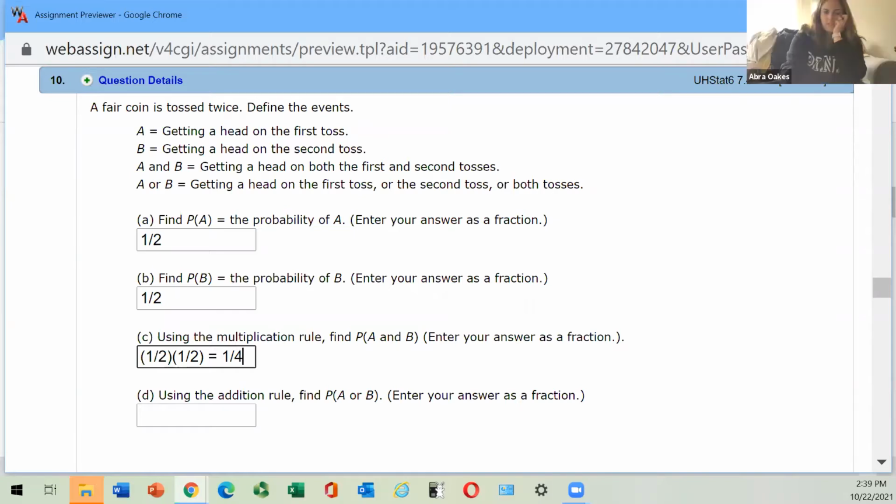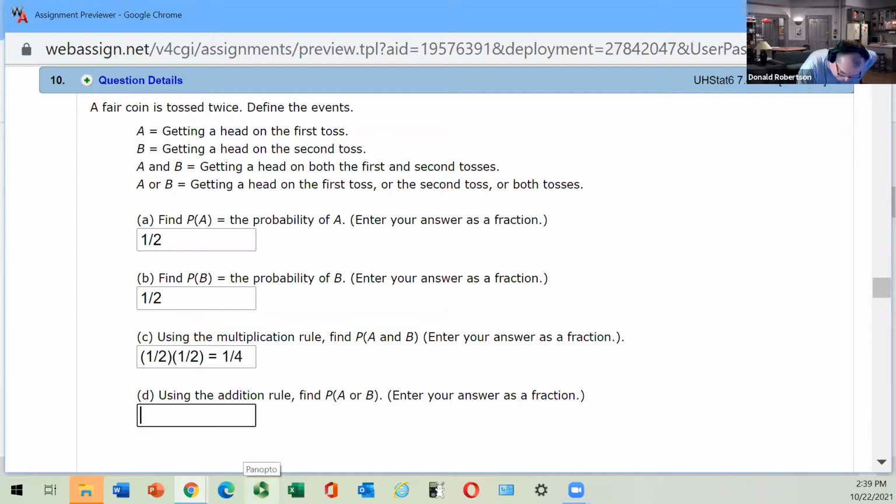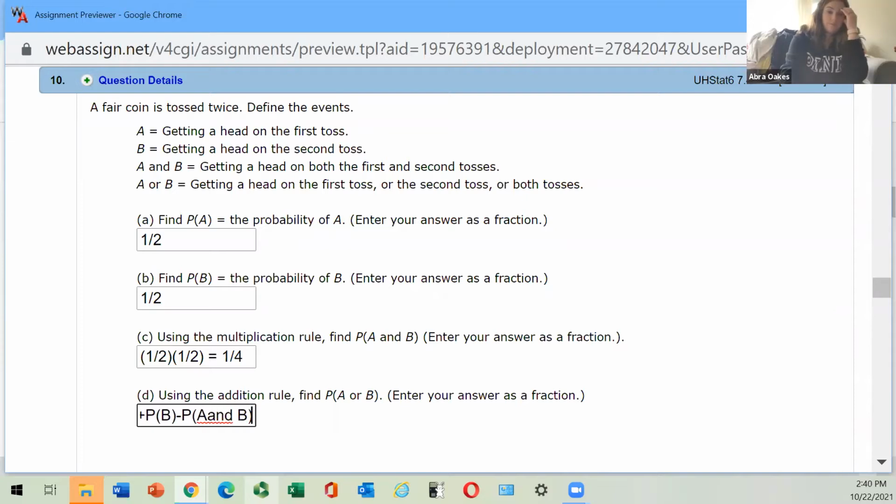Okay? Yes. Now, to get A or B, I'm going to write it as a little formula. It's going to be the probability of the first one plus the probability of the second one, take away the double dip. And the double dip is the A and B bit. That's what I forgot to do. So you say a half plus a half, take away the quarter, and what you're left with is 3/4. Right. I just kept doing the adding together.